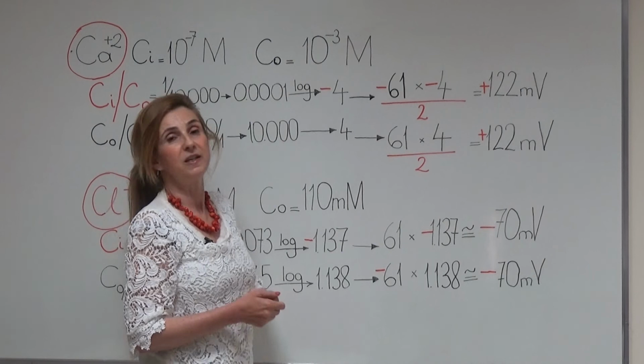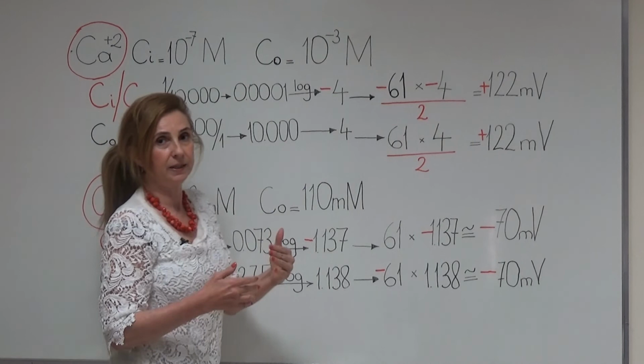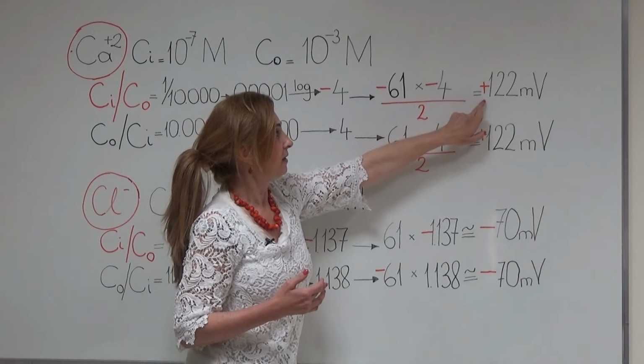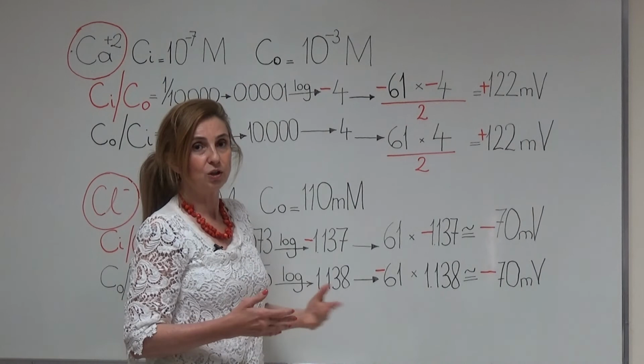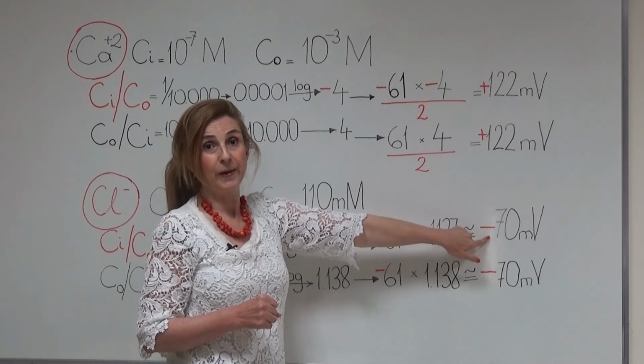So we can see here that calcium is a cation with a higher concentration in the extracellular fluid, and a cation like this ends up with a positive Nernst potential. But for anions, we can say that if an anion has a higher concentration in the extracellular fluid, then it is going to have a negative value for Nernst potential.